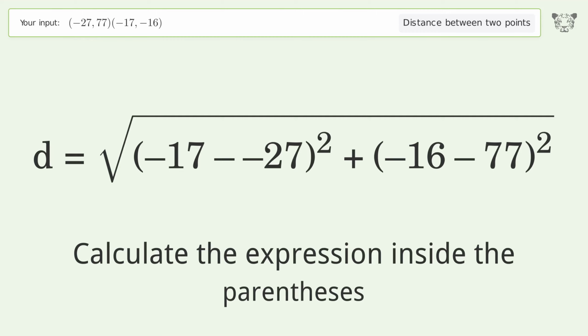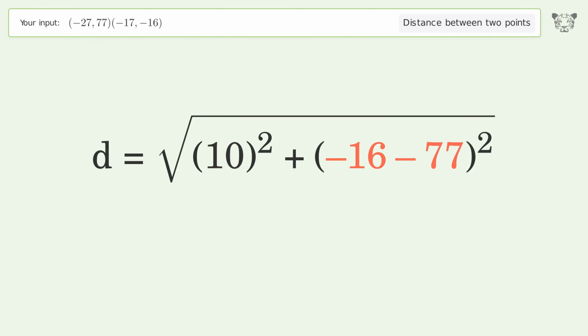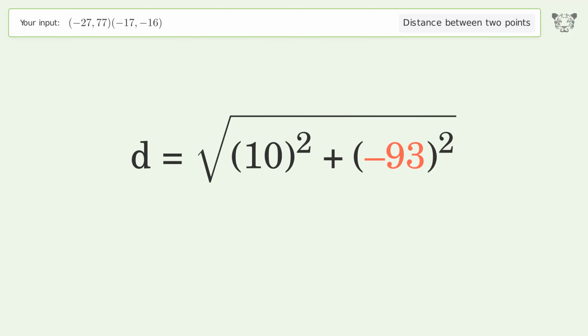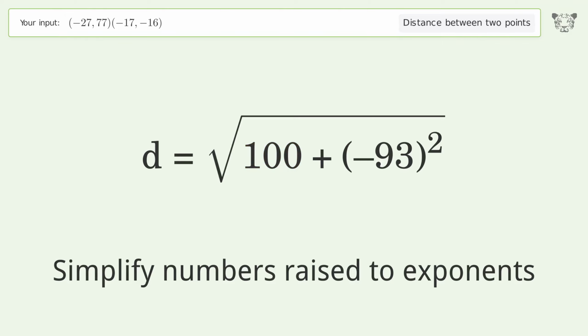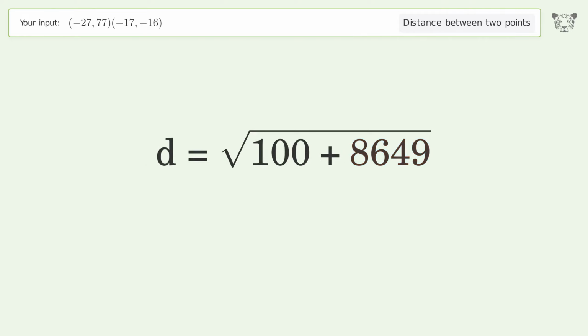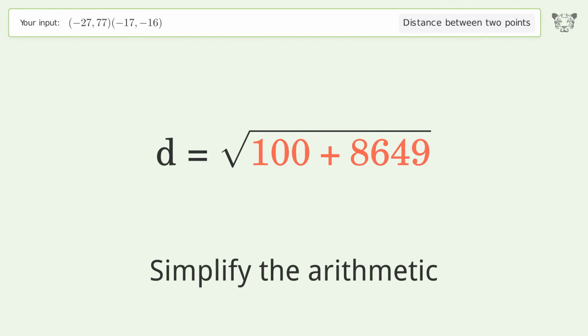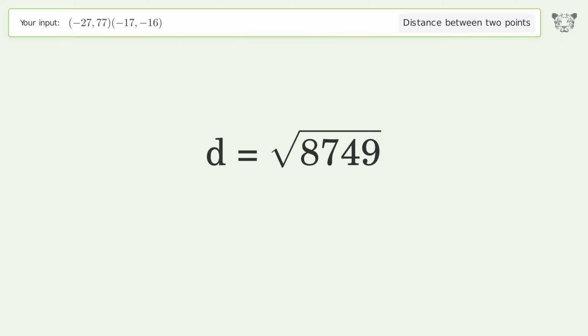Calculate the expression inside the parentheses. Simplify numbers raised to exponents. Simplify the arithmetic. And so the distance between the 2 points is the square root of 8,749, or 93.536.